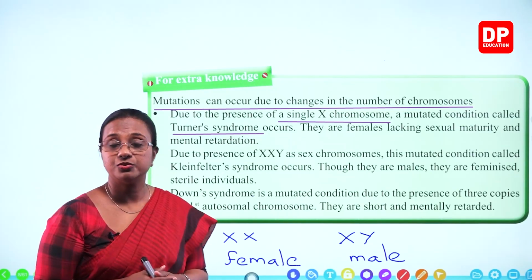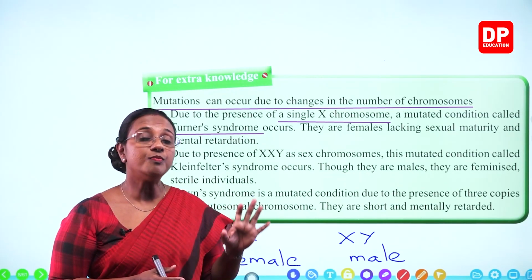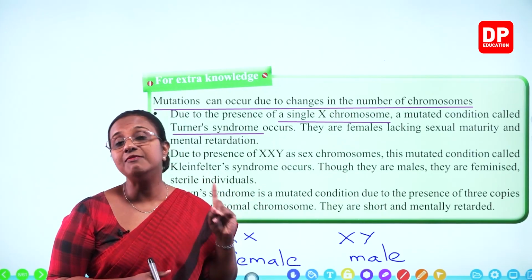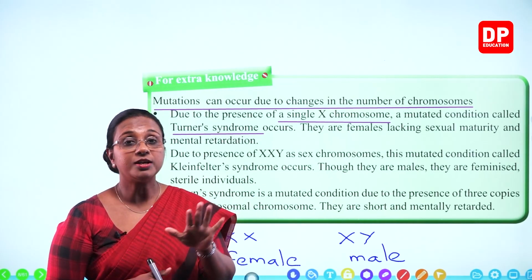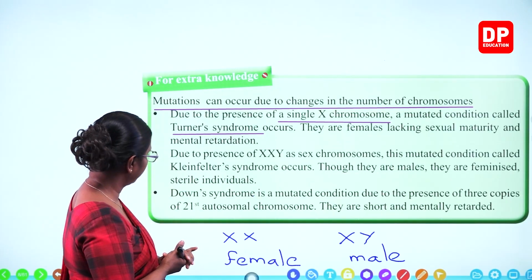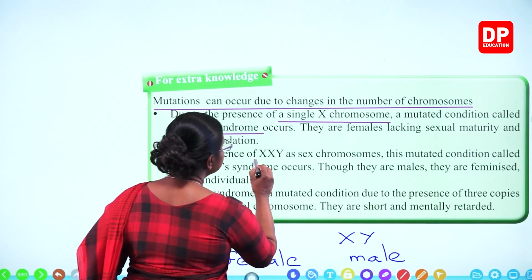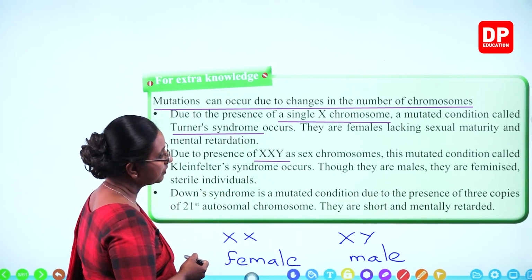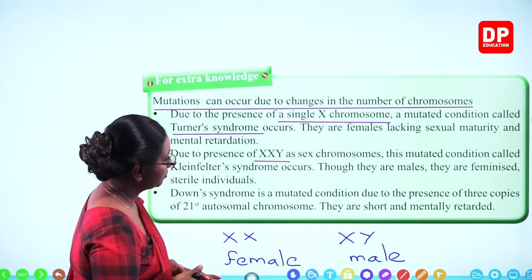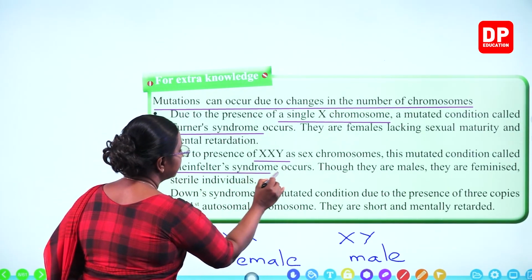That condition is known as Turner's syndrome. It is a syndrome where a female has only one X chromosome, not a pair of X chromosomes. That is Turner's syndrome. Then there is another type where you have XXY as sex chromosomes. This mutated condition is called Klinefelter's syndrome.